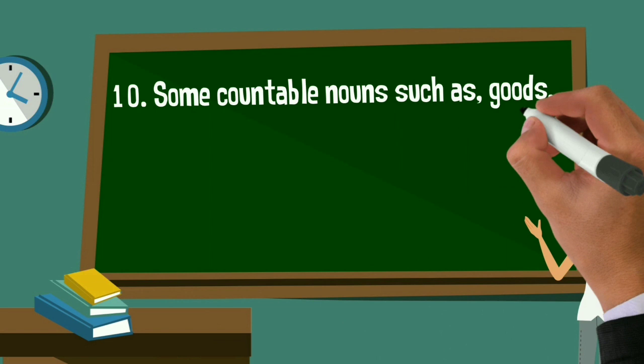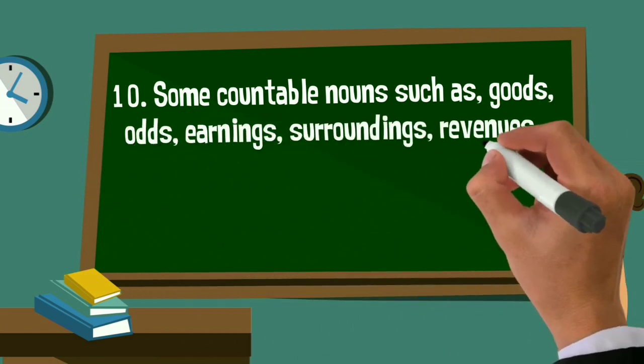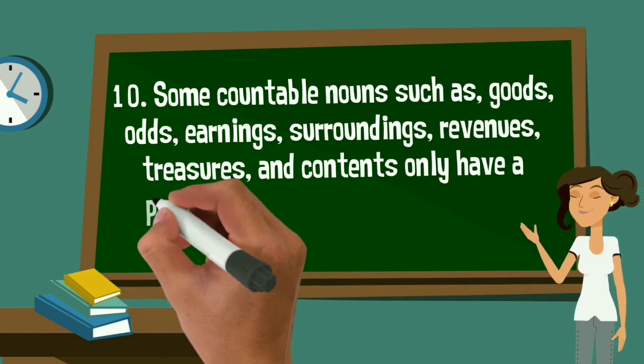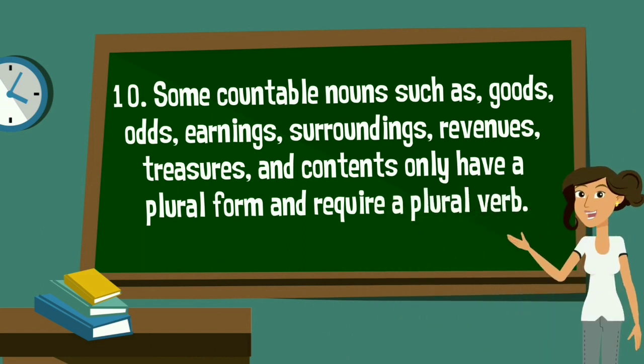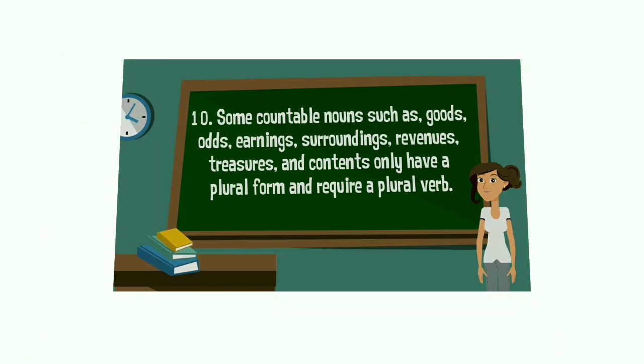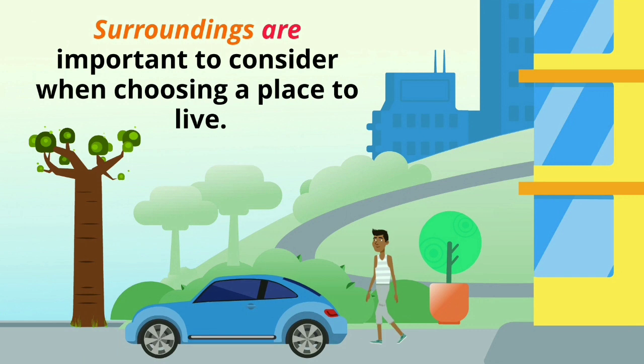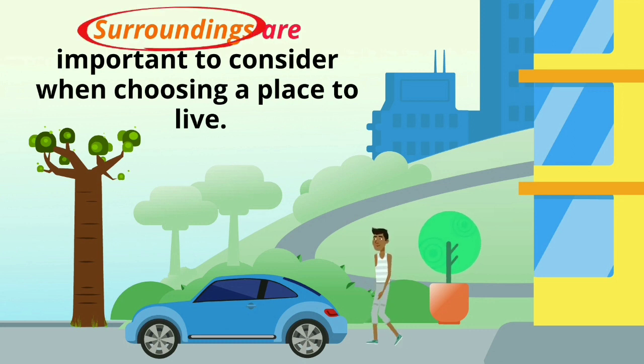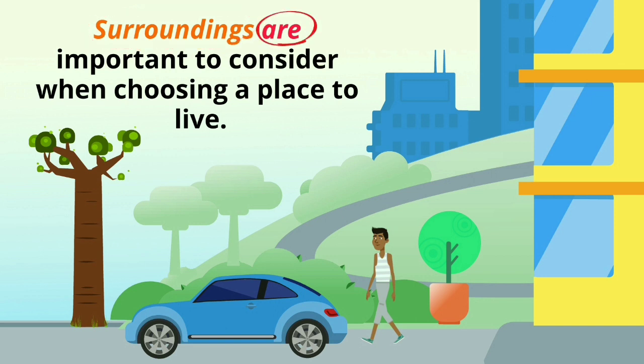Rule number 10. Some countable nouns such as goods, odds, earnings, surroundings, revenues, treasures, and contents only have a plural form and require a plural verb. Example, surroundings are important to consider when choosing a place to live. The subject, which is surroundings, is a countable noun that only has a plural form. That is why the verb is also in its plural form.